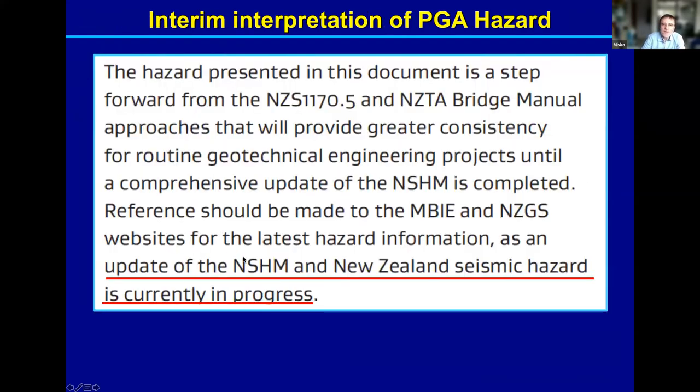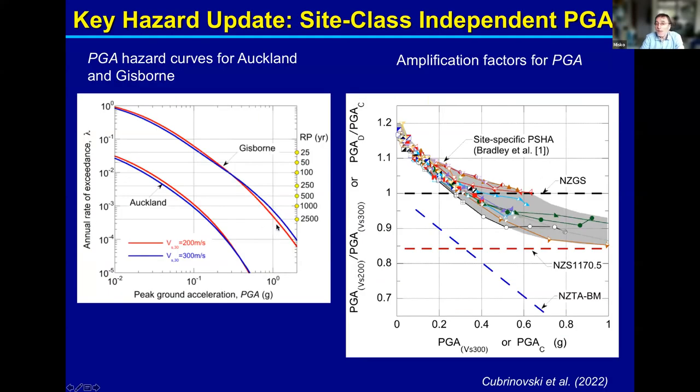There is obviously very large nonlinearity in the ground, large strains, and you're getting reduction in amplitudes at soft soils. And that is why the red line goes beneath the blue one. So these are just 2 examples for Auckland and Gisborne, showing how the response changes for VS 200 meters per second and VS 300 meters per second.